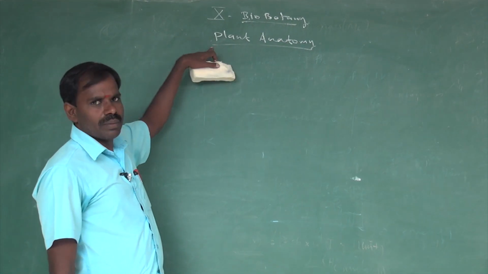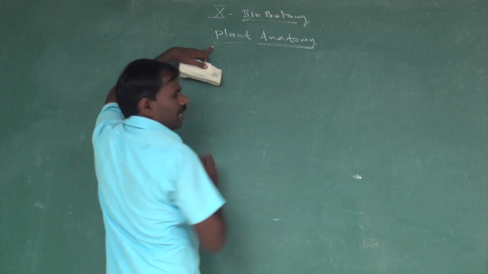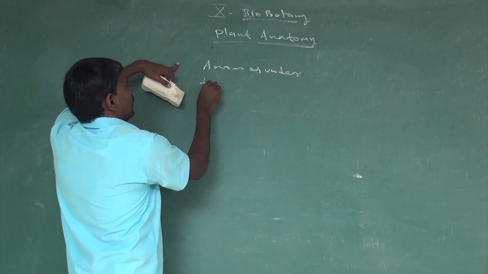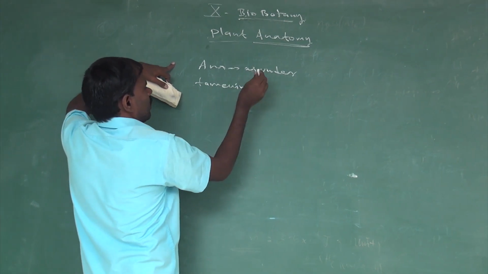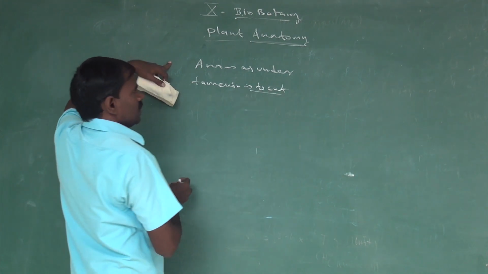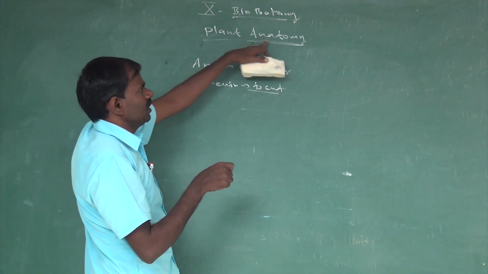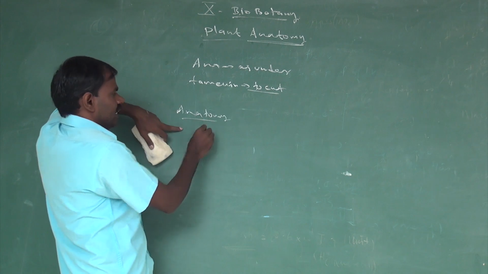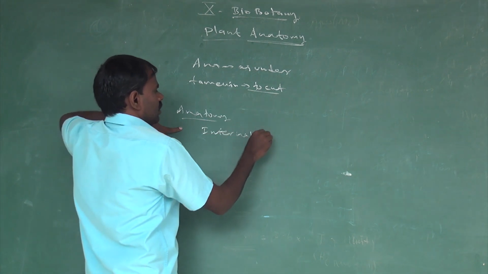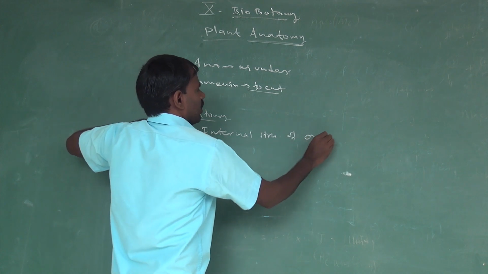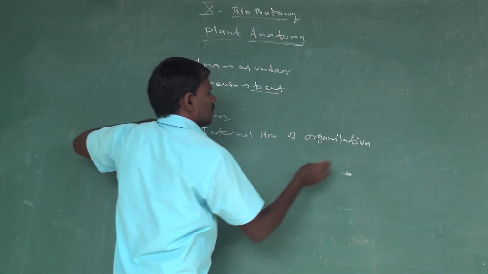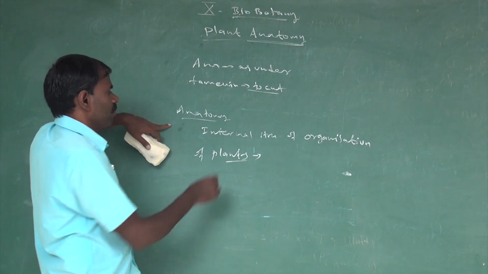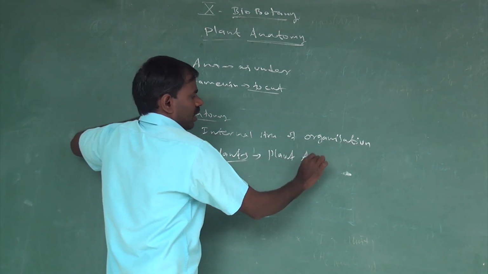In the 10th syllabus, in biobotany, in plant anatomy, what is anatomy? Ana means up, and tamian means to cut. It is the internal structure or organization of plants that is called plant anatomy.